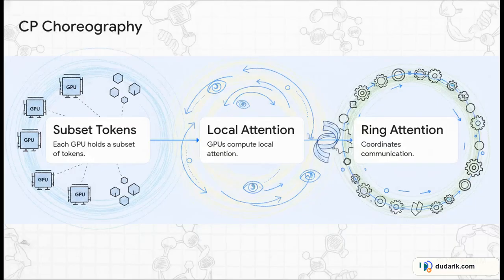And here is the step-by-step choreography for how that actually works. Step 1. Each GPU in your mesh takes a specific subset of the sequence tokens. Step 2. Each GPU then computes the local attention for its specific subset. And step 3, to make sure the entire protein complex actually makes sense as a whole, a mechanism called ring attention coordinates the cross-partition communication. It synchronizes everything seamlessly, which preserves the pre-trained weight layout without introducing massive sync overhead.